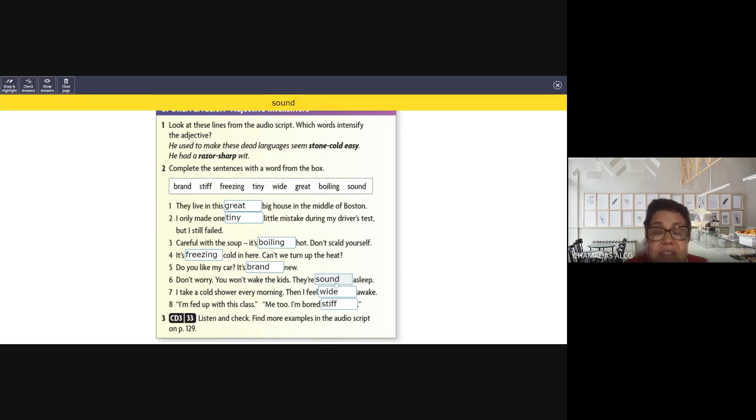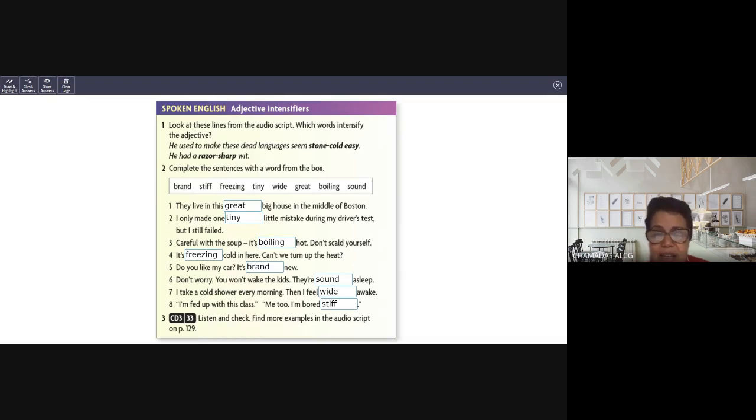Just to intensify the fact that they are in deep sleep. They are sleeping soundly. Okay? So there is no risk of waking them up. They are not going to wake up because they are sound asleep.